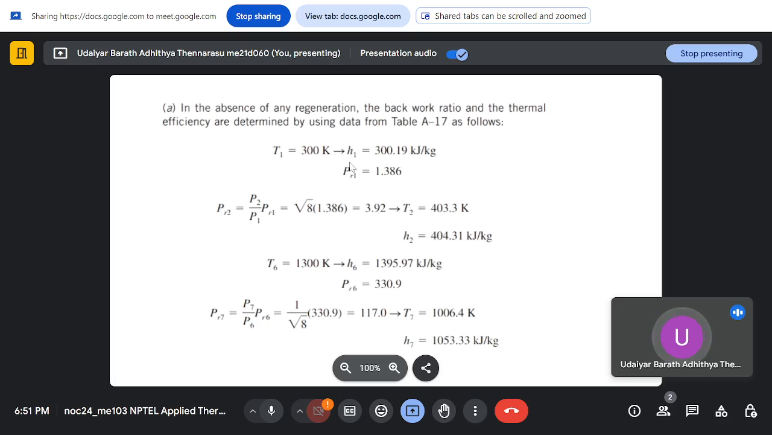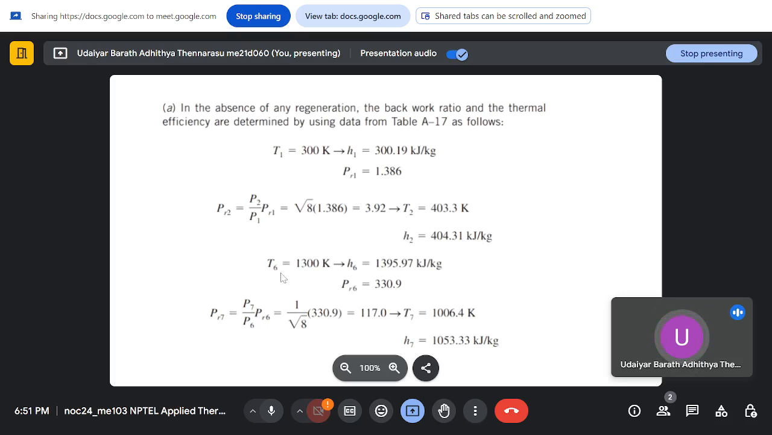Or you can solve it with the pressure ratios and the thermodynamic work calculation. So with this, PR1 is 1.386 and PR2 is P2 by P1 into PR1. The corresponding temperature at state 2 is 403.3 Kelvin for a PR value of 3.92, and H2 will be 404.31 kilojoule per kg.